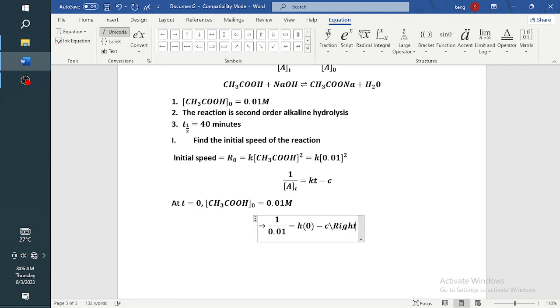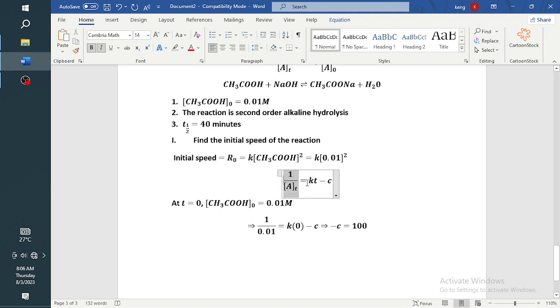From there, what do I get? I get that minus C is just 1 divided by 0.01, which is 100. So I'm just going to replace the minus C here with positive 100. Okay, so from there now, we get a new equation, since you have used that to find the constant of integration. So here it is plus 100. Okay, now we have to find K.